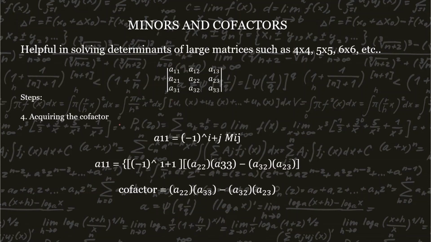Now, lastly, for solving for our cofactor, we can follow the formula in which i is the row number and j is the column number. So it's negative 1 raised to 1 plus 1, which is 1, times our minor, which is this one. So 1 times our minor will give us this answer of cofactor.